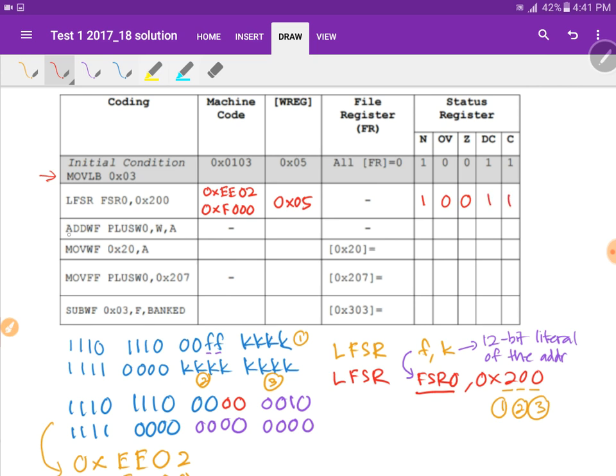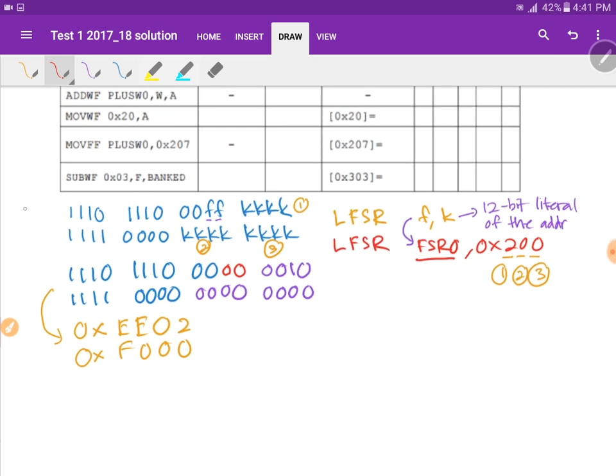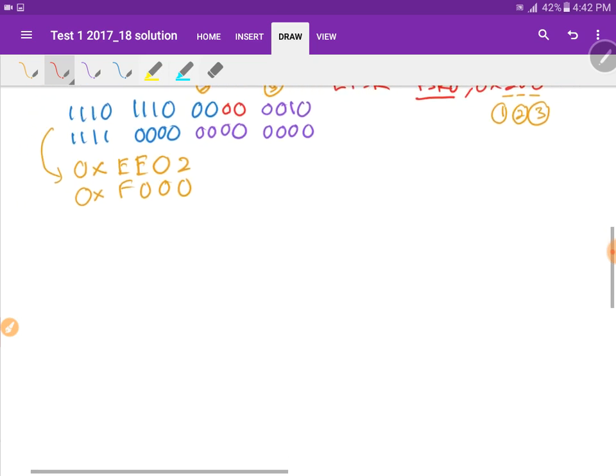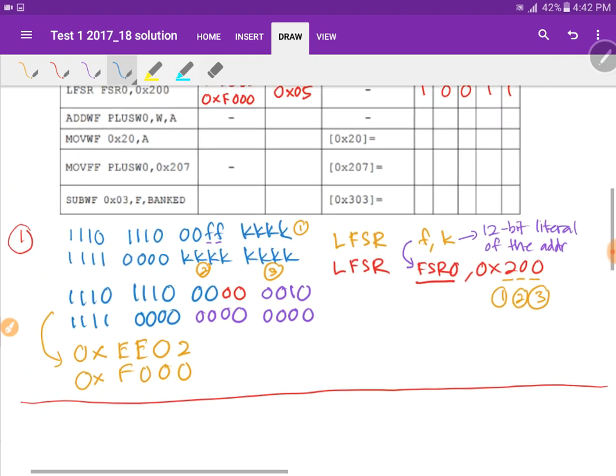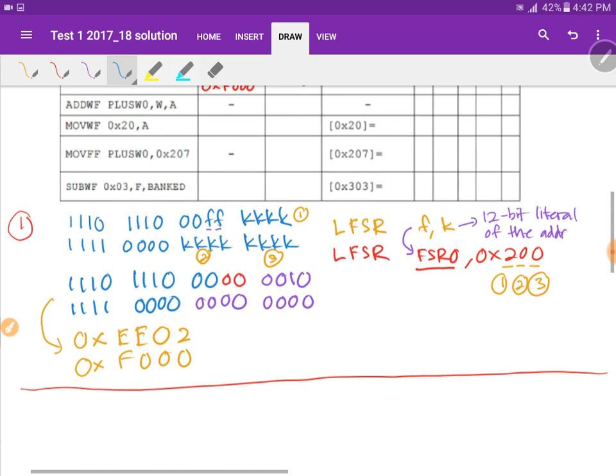Let us go to the next one. Add the content of working register to the file register. Now if you notice here, we are using indirect addressing mode plus W0. So we have to know where this location is pointed to. As we have learned in class, this is for the first one. Let's do the second one. So what is the instruction there? It is add the content of working register to file register, which is being pointed by plus W0, and you store the answer back in working register.